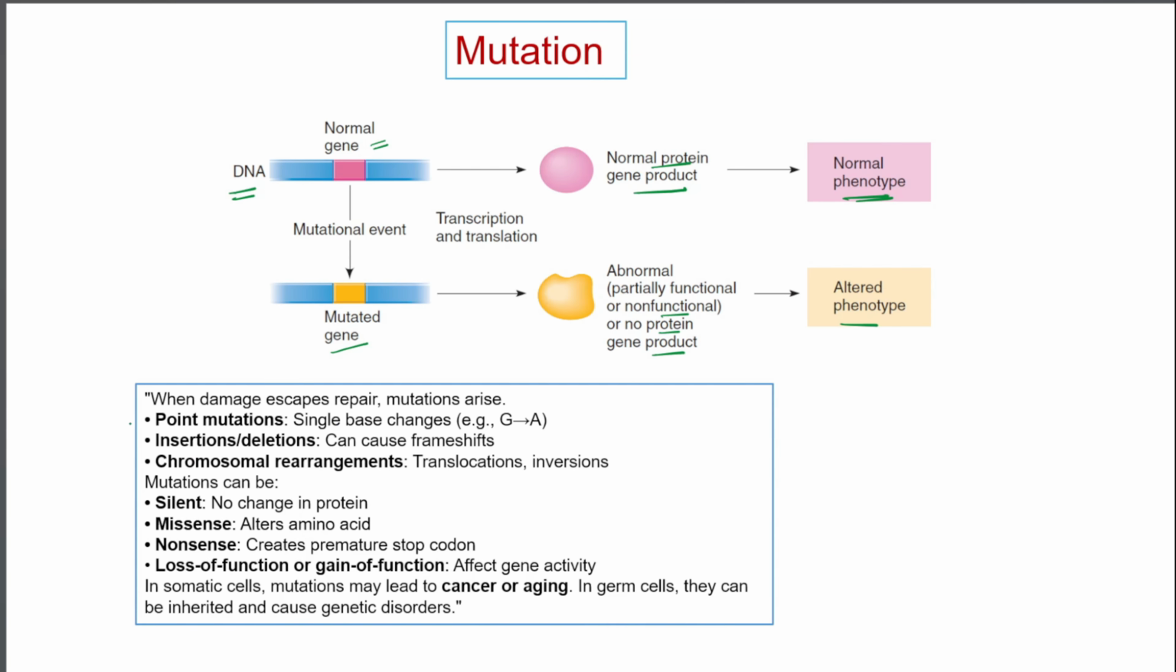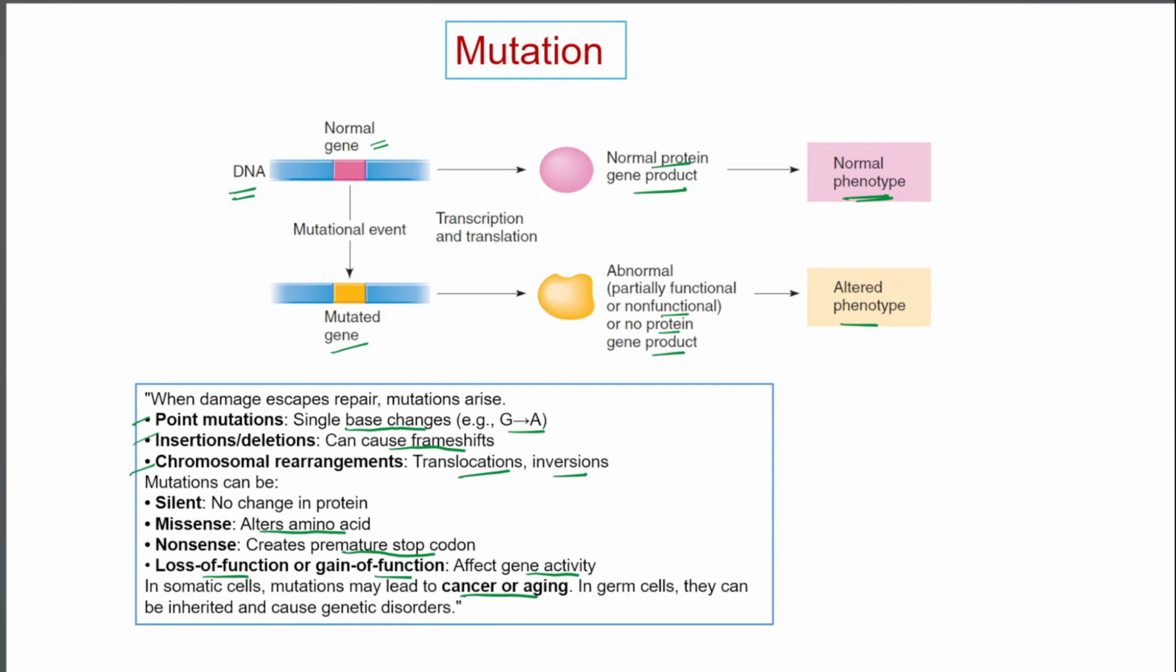So there are different types of mutation. One is point mutation, where a single base is changed, for example G to A. Another is insertion or deletion, where a base is inserted or deleted, that causes a frameshift. And chromosomal rearrangement, that is translocation and inversion. Also, a mutation can be silent, with no change in protein, or missense, that is an altered amino acid, or nonsense, that creates a premature stop codon. Loss of function or gain of function can also happen, affecting gene activity. Some somatic cell mutations can lead to cancer or aging.